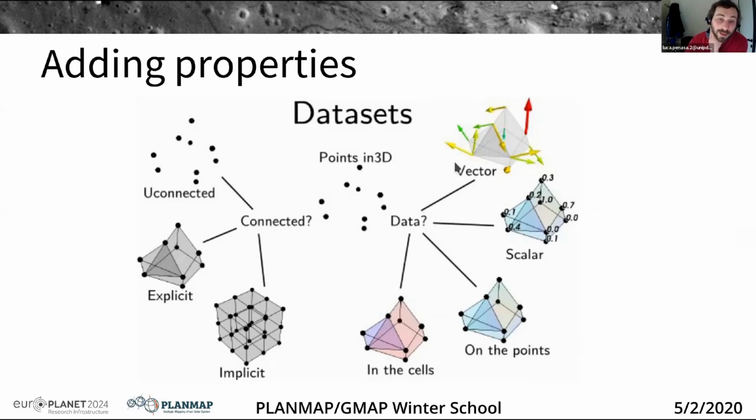And importantly, this data can be connected either on the points. So you have your list of points, and nearby that you can put a little number with the scalar, or it can be connected with the faces, right? So what are called here cells, but basically the triangles of your mesh, right?